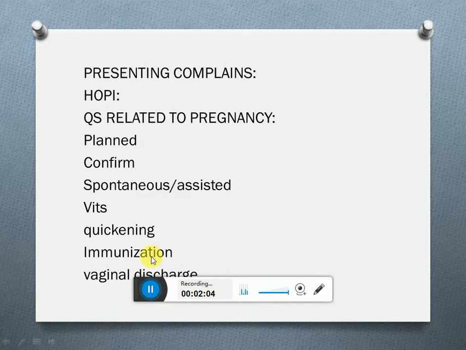then you also have to ask about the immunization status of the patient. There are two shots of tetanus which are to be given to every pregnant lady, so you have to ask about those. And any history of abnormal vaginal discharge, you also have to ask about that.